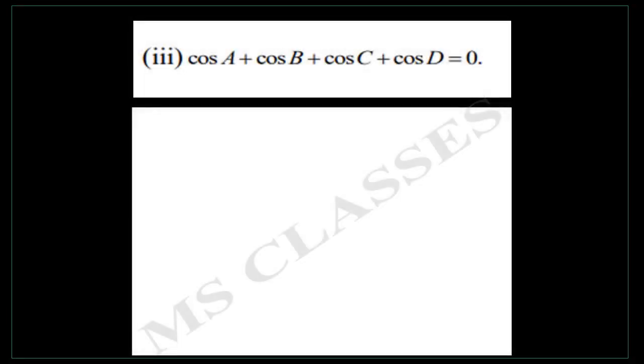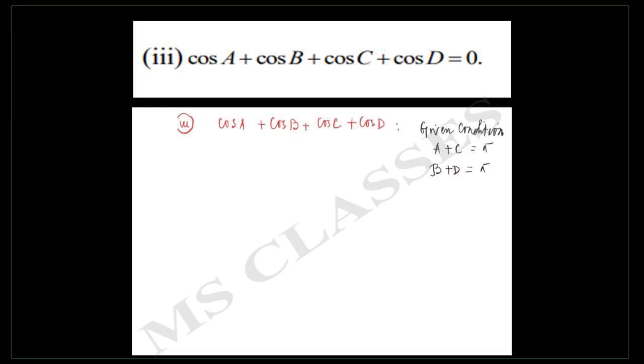Sub part 3. It is given cos A plus cos B plus cos C plus cos D. Now here the given condition is A plus C equal to pi. So here it is cos A plus cos B plus cos C plus cos D. Given condition is what? A plus C equal to pi, B plus D equal to pi, because angles of the cyclic quadrilateral. Now we'll replace here the values.